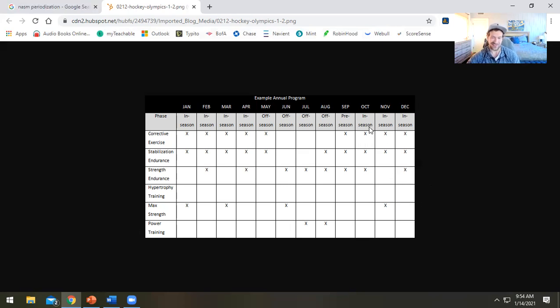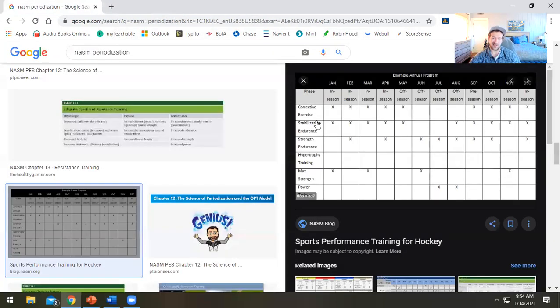I don't know what type of athlete this is. I'm assuming it's a lot of endurance. So I don't know, maybe soccer, maybe baseball. Although if it were baseball, we'd be playing in the fall. I don't know. Yeah, that's probably soccer, I think. I don't really know what soccer's seasons are.